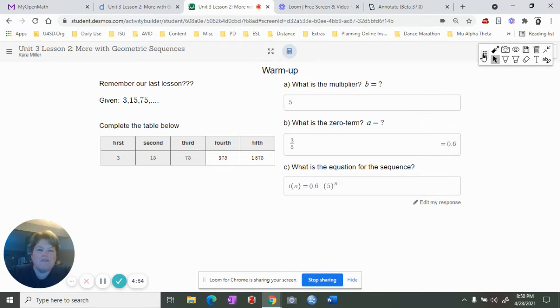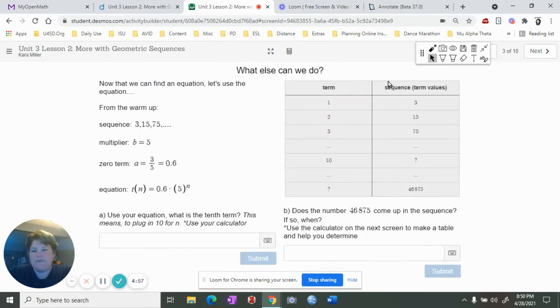So what do we do with this? What's next? Well, let's find out. Once we know our equation, we can use that equation to find other information. We can find terms in the sequence. Like if I want to know what the 25th term is, I can use 25 for n and calculate that out. I can find if a number is in the sequence by seeing if it shows up in my list. Okay, so let's look at everything from our warm-up: 3, 15, 75, our multiplier was 5, the A value is 0.6, and then we have our equation.